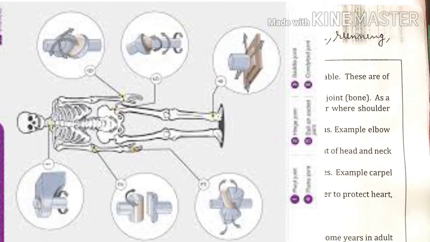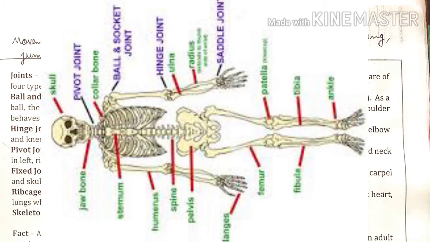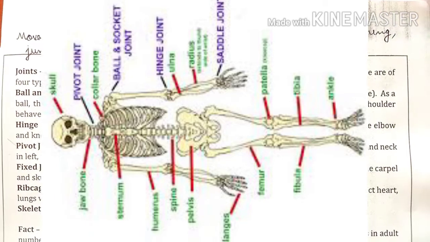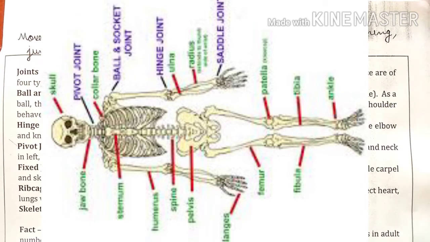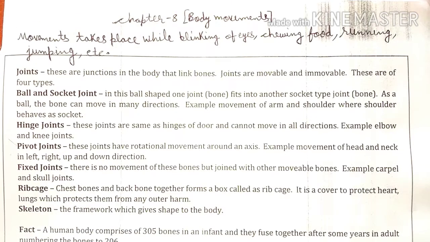While we are talking, our jaw muscles are working and our jaw joints are moving. If we are running, blinking our eyes, chewing something, or jumping, there are lots of movements taking place in our body. These movements take place with the help of bones, joints and cartilages.